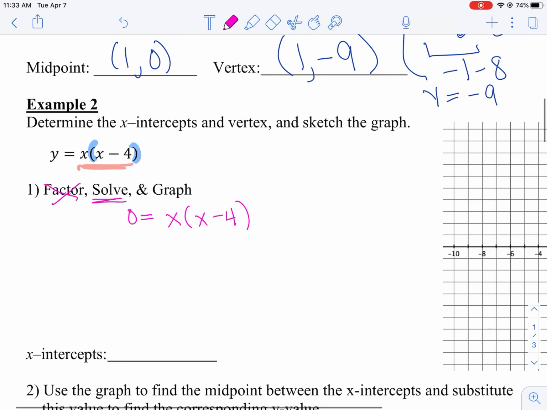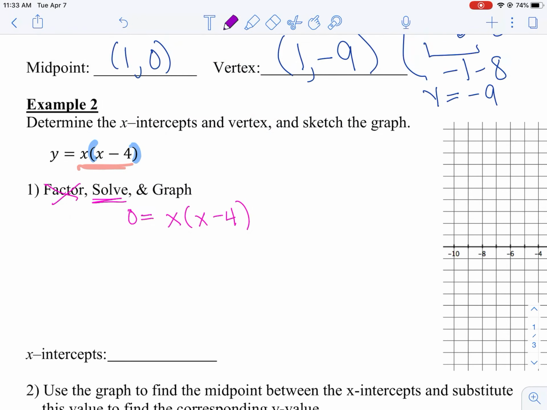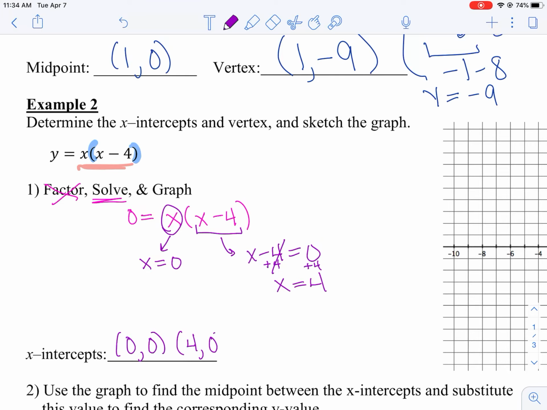And we take each factor. So now here's where a lot of people kind of get confused. What are the factors here? X is one of the factors, so we would take that and set it equal to 0. Bam, that's already done. I don't have to solve it. So 0, 0. Then I take my other factor, which is the one in parentheses. I solve it. Add 4, just like the one up above, and we get x equals 4. So my x-intercept there is 4, 0.